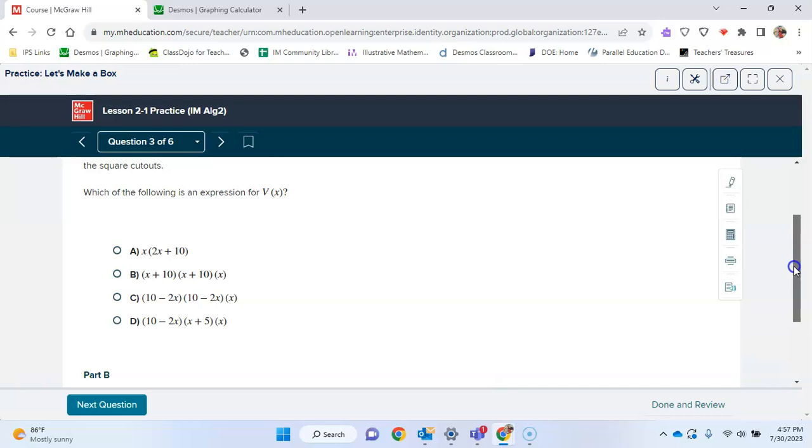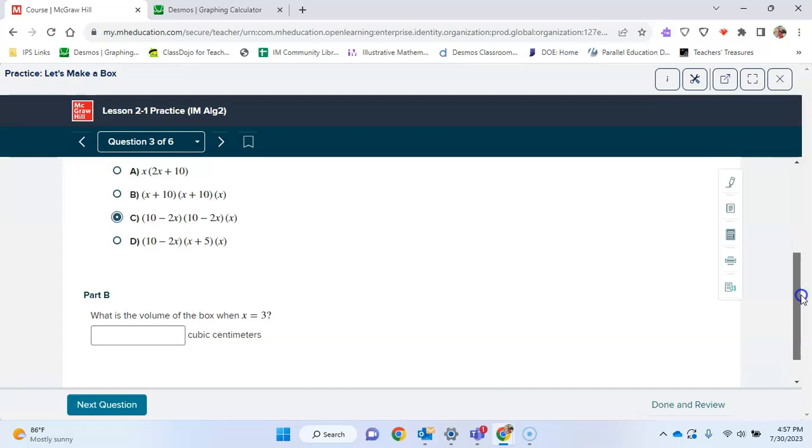So we would have to cut out the four sides, the four X corners. So 2X from the length, 2X from the width. So it has to be answer choice C. What is the volume of the box when X is 3?